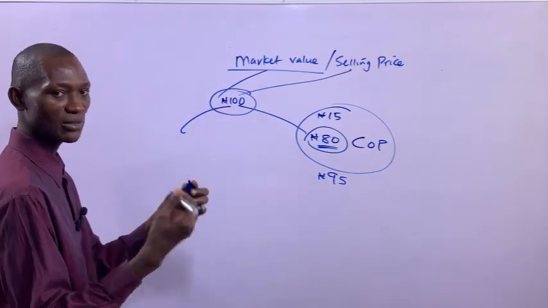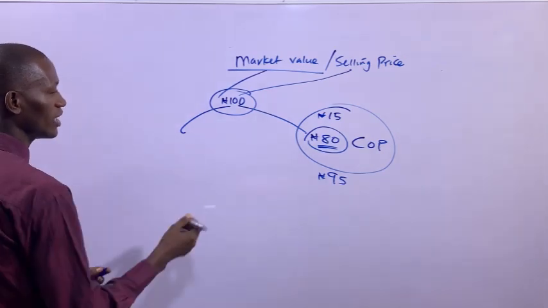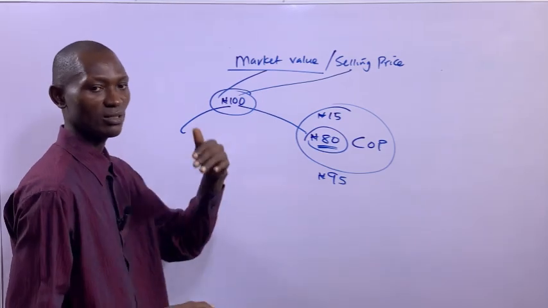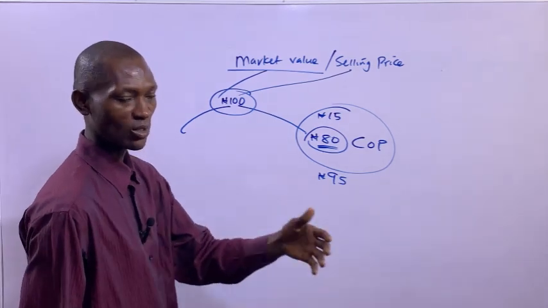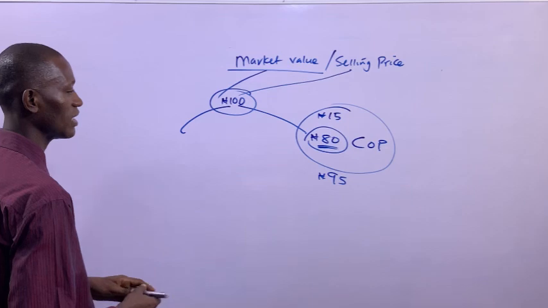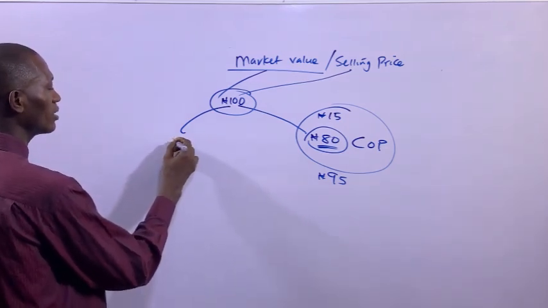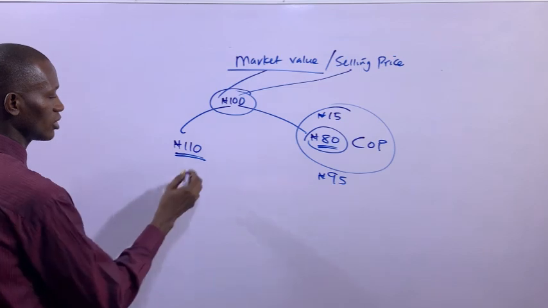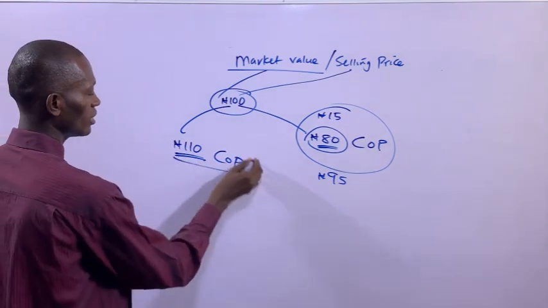Then after everything, we've produced it. After we've costed everything, all the prime cost, factory wise, and all that, we realize that the cost of production is 110 naira. Look at this, cost of production is 110 naira.